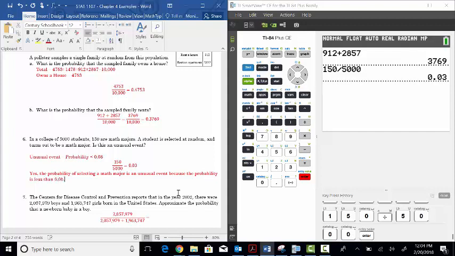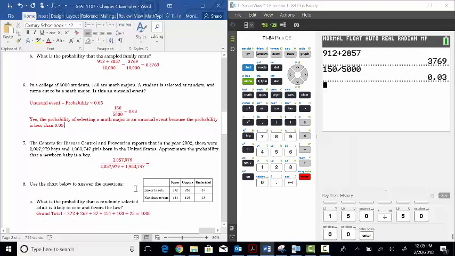0.05. Now keep in mind, this is not like a hard and fast rule. It's just a rule of thumb. Depending on the real life situation, your unusual event would be like 0.01 sometimes, or 0.10. Really just depends on the situation, depends on the field. Medical fields have a different probability for unusual events. But for us, our rule of thumb is just going to be 0.05.